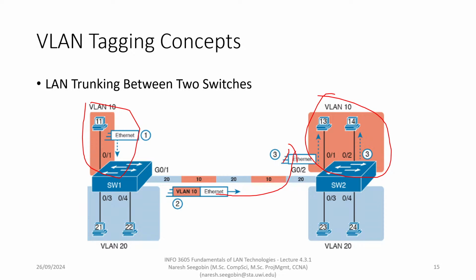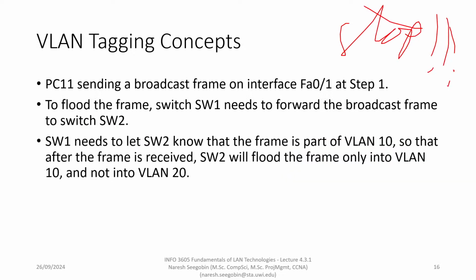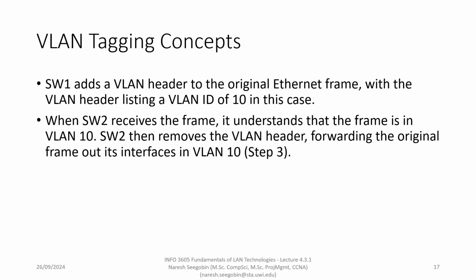But in this case, we have VLAN 10, and we're going across. So that frame is passed, and we will flood the frame only onto VLAN 10 and not onto VLAN 20. It floods to any ports that belong to VLAN 10. If there are none, then it just does not flood. The tag is added as a header to the original Ethernet frame, VLAN 10 in this case.